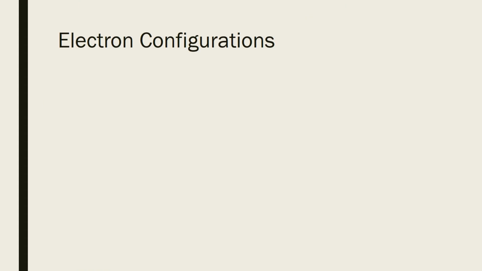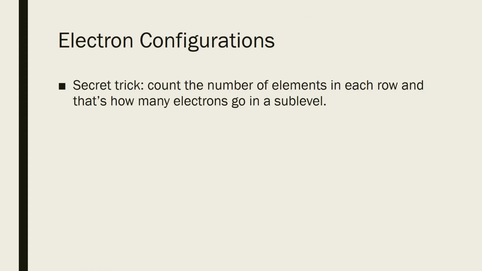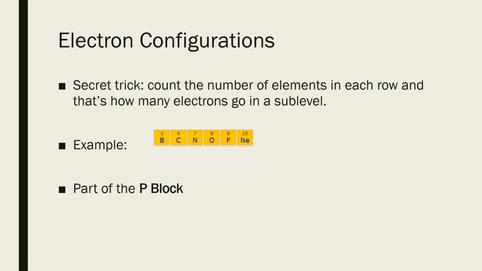So now let's actually get into making these, all right? The secret is to count the number of elements in each row, and that's how many electrons go in a subshell. So here's an example. Here are elements 5 through 10 on the periodic table: boron, carbon, nitrogen, oxygen, fluorine, and neon. Please note they are part of the P block.